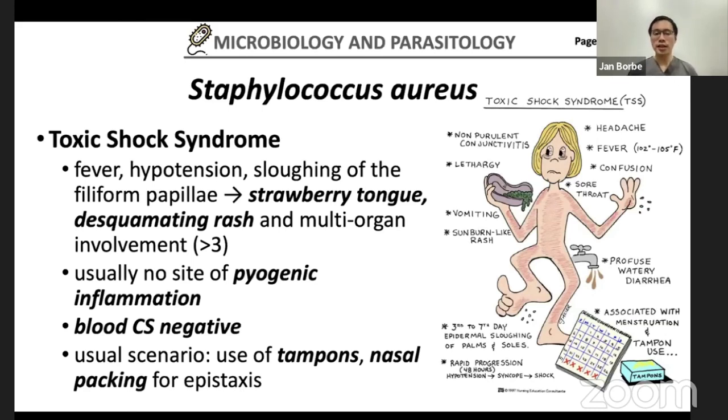Okay? So usually you see it in settings na meron kang good media for cultivating the organism. So example, women who are using tampons, people who have epistaxis na nagne-nasal packing, di ba?